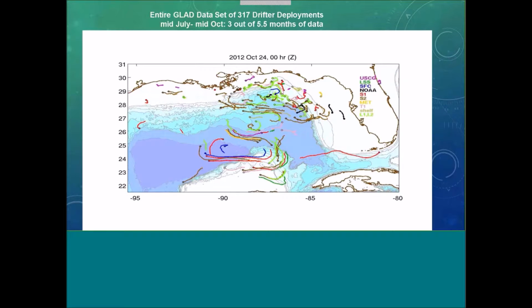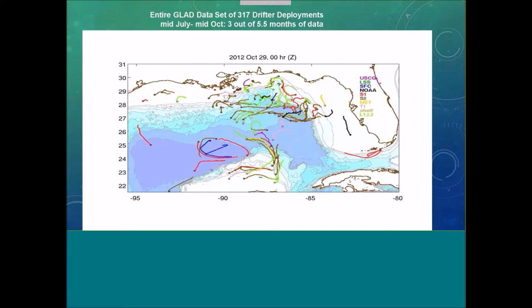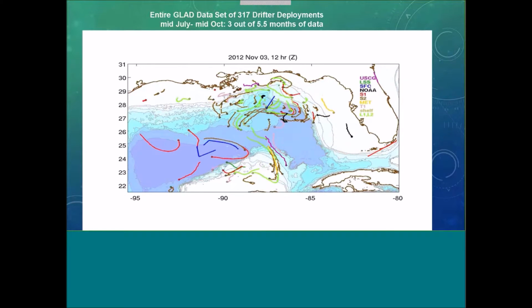But anyway, you see that after that storm went through, it pushed a lot of the drifters, it completely reset the circulation in the Gulf. This is where they all ended up. Interestingly, for this deployment off of the northern Gulf, only a couple of them made it out of the Gulf of Mexico. Only a few drifters made it out of the Gulf of Mexico after months.